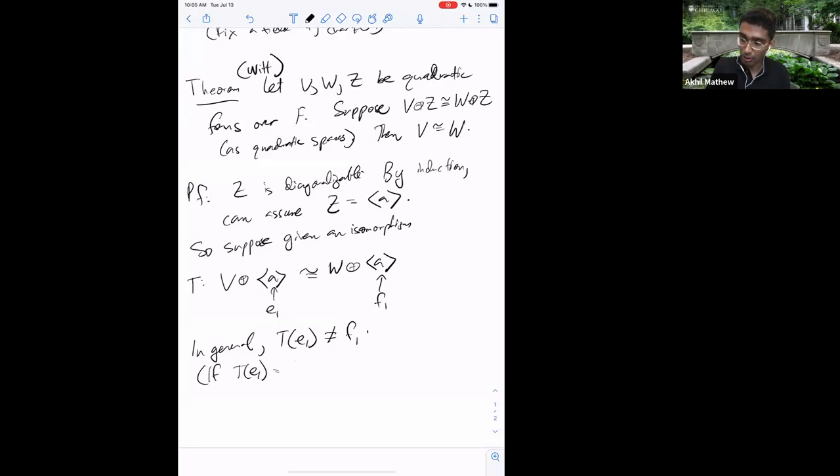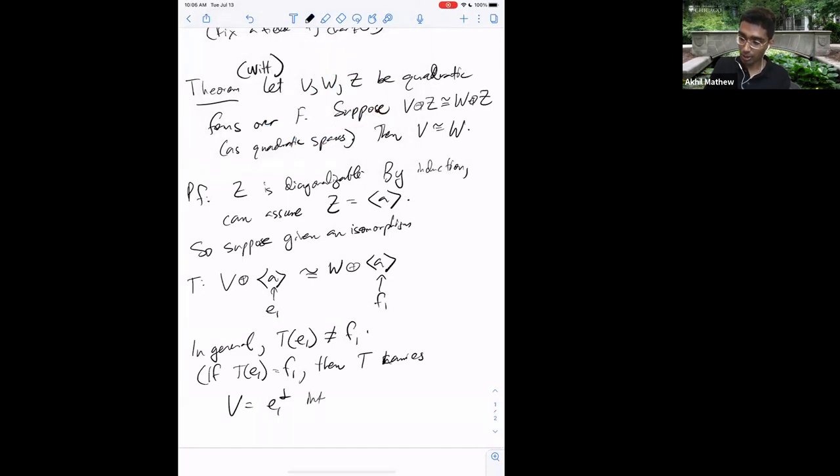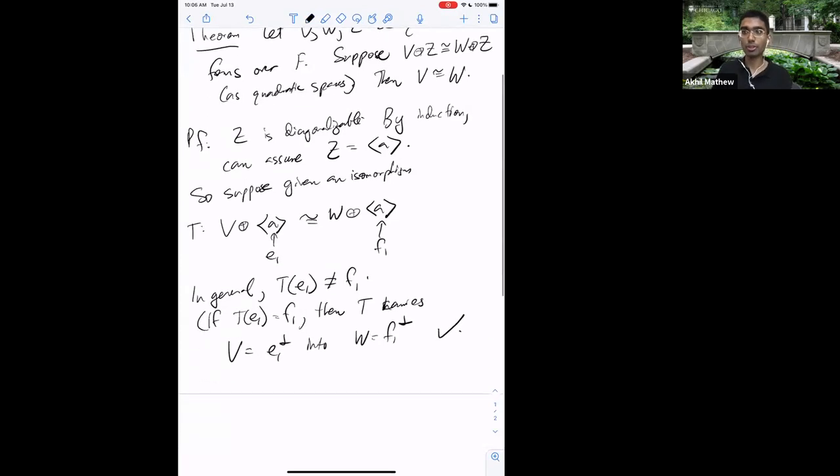So if T of e1 equals f1, or in fact, you don't even need T of e1 to be equal to f1. For example, it could be minus f1 for this argument to work. Then T carries V, which is e1 perp, into W, which is f1 perp, and induces the isomorphism we want. So the problem is that you have some isomorphism, but it doesn't necessarily respect the direct sum decomposition. It doesn't have to carry e1 into f1. That's why stable isomorphism is in general a weaker relation than isomorphism.